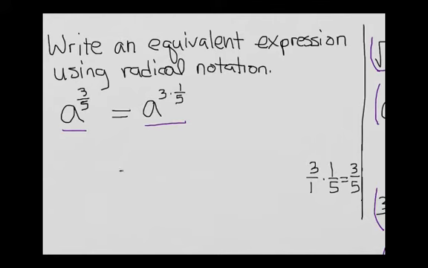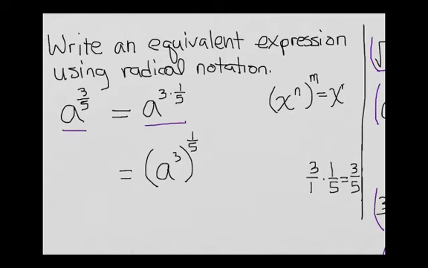And now that we've rewritten it that way, we can think of this as a cubed raised to the 1/5 power. And that's just using the rule of exponents that tells us if we have x to the n power and we raise that to the m power, that's the same as x to the m times n. So instead of using this rule in the traditional direction, which goes from here to here, I've used it in the opposite direction. I've started with something on this side and written it in that way.